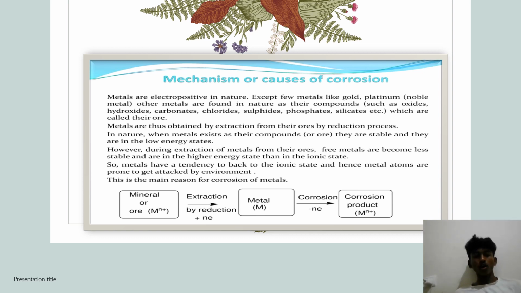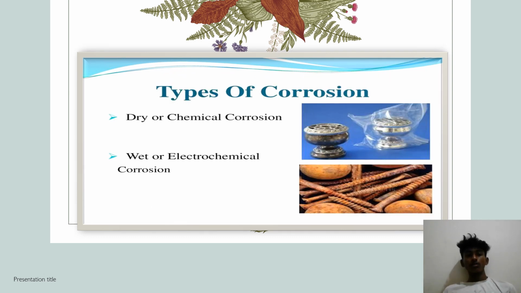Reaction: mineral or ore, M n+, gives rise to the metal by extraction by reduction. Metal corrosion gives rise to the corrosion product M n+. Now let us discuss types of corrosion: dry or chemical corrosion, and wet or electrochemical corrosion.